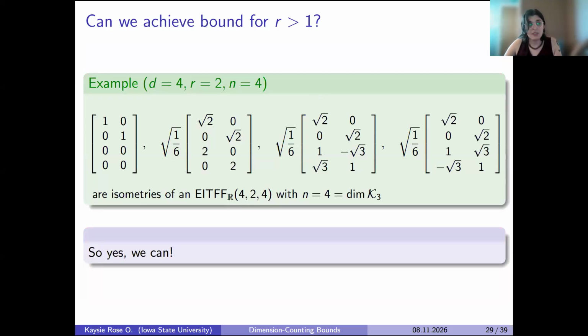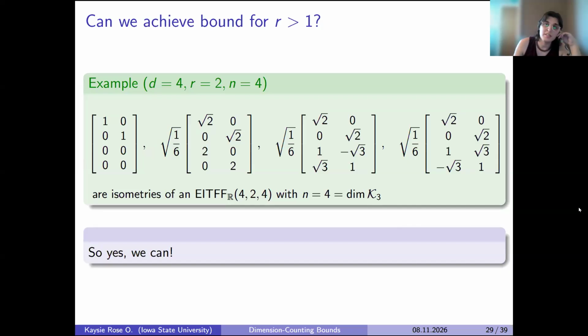The question we asked earlier: can we do this tight? Is this tight? The answer is yes. This is actually the same example we saw around slide 10. It is an equi-isoclinic type fusion frame, D equals 4, R equals 2, N equals 4, and it satisfies N equals the dimension of K3. So we can find an example where this is tight, which is great. You might notice this is a little bit low dimensional. That's not a coincidence.